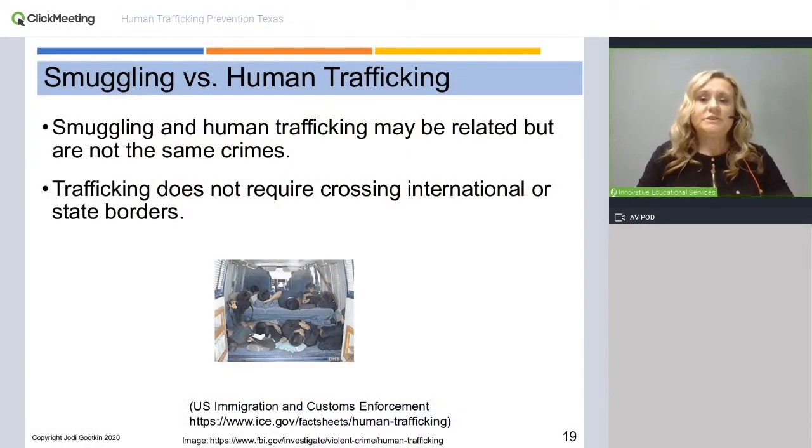As we look at the difference between smuggling and human trafficking, they may seem the same on the surface, but there are some specific differences. One aspect to recognize is that trafficking does not require crossing international state borders. While it may have someone transported, an individual could be maintained in one location and still be a victim of human trafficking. They may be native to the country where the trafficking is still occurring. It doesn't mean it's a foreign national that was brought in.